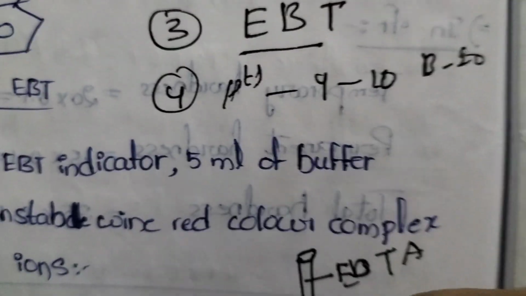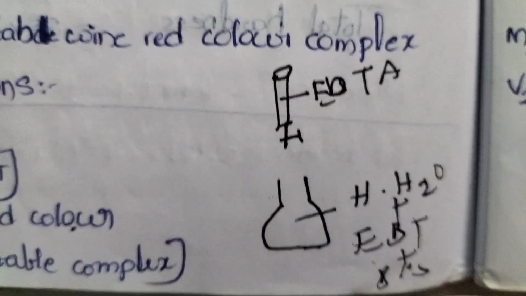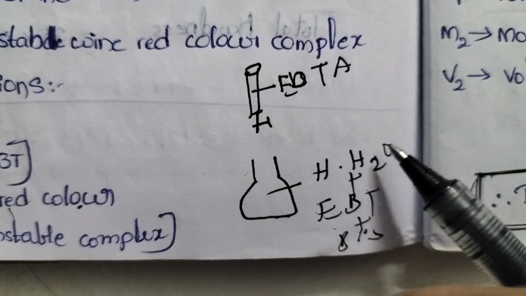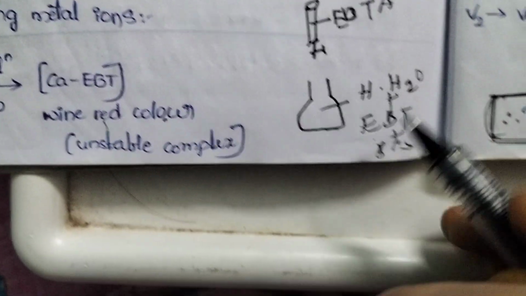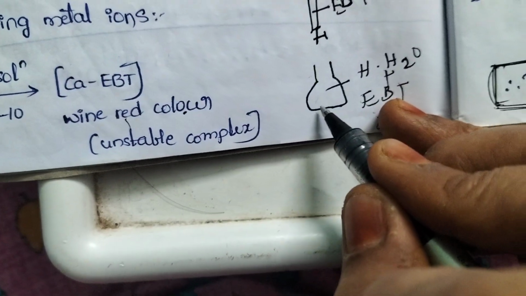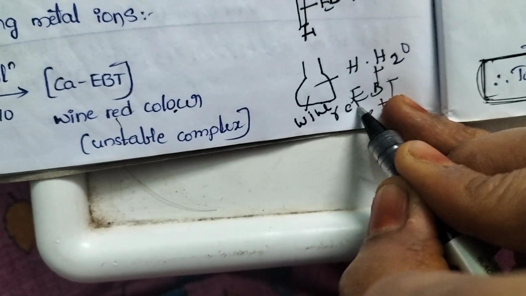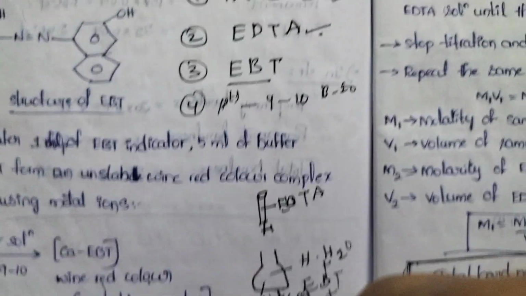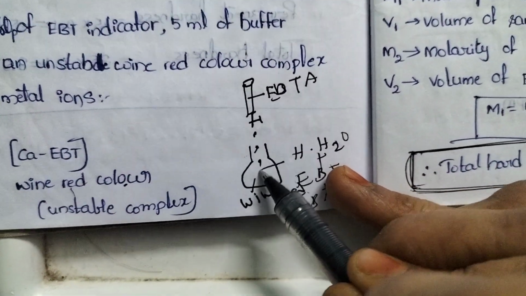So if you understand this diagram, you can understand the reactions very easily. Here we added EBT indicator and buffer solution to hard water. Whenever we add EBT indicator and buffer solution to hard water, it will turn into which color? Wine red color. To this wine red color, we are adding what? EDTA. Drop wise we are adding EDTA.